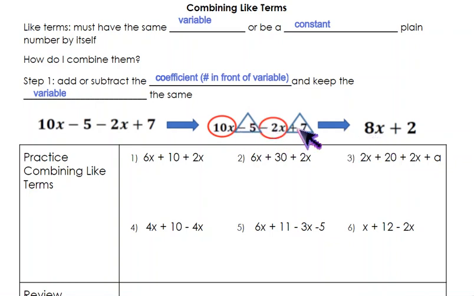And then -5 plus 7, these are just constants, they're just numbers, I can combine those. This would be -5 plus 7 gives me a +2. So we have a plus there. And that is how we can combine like terms.